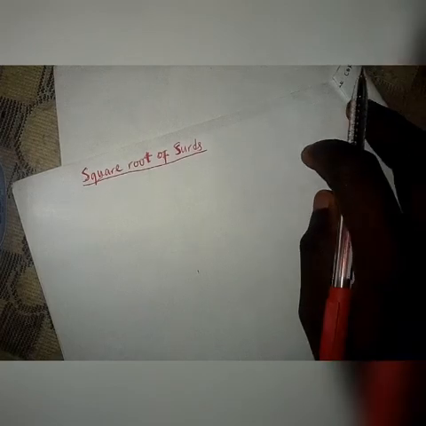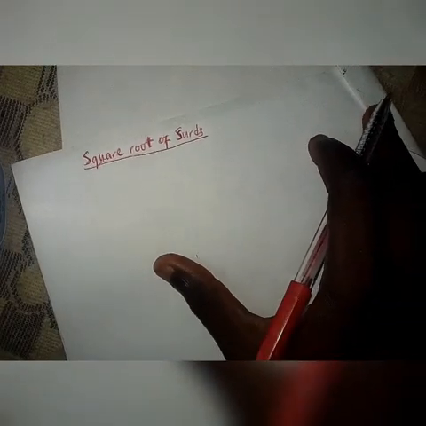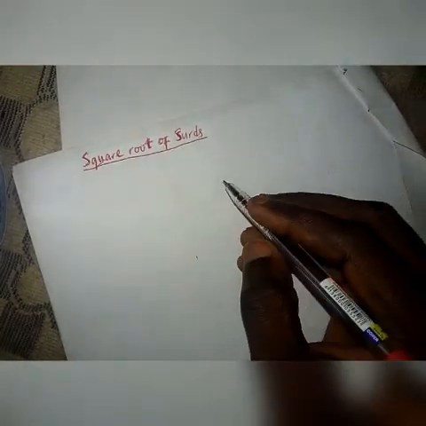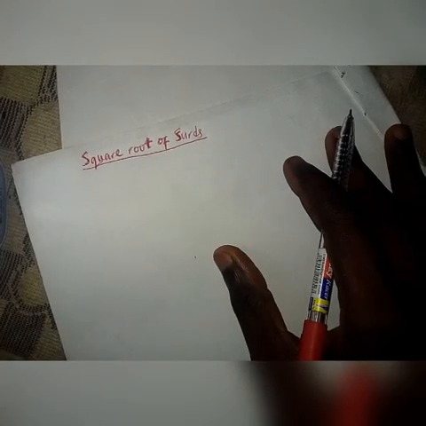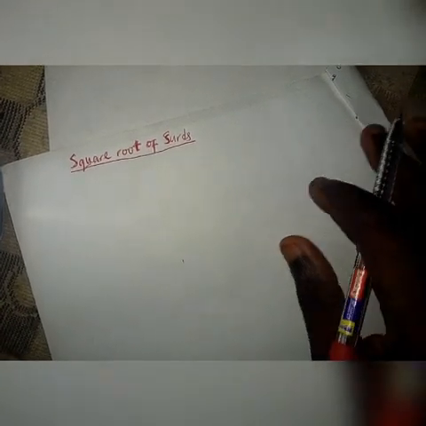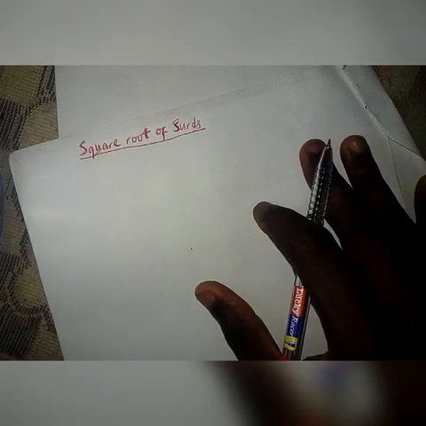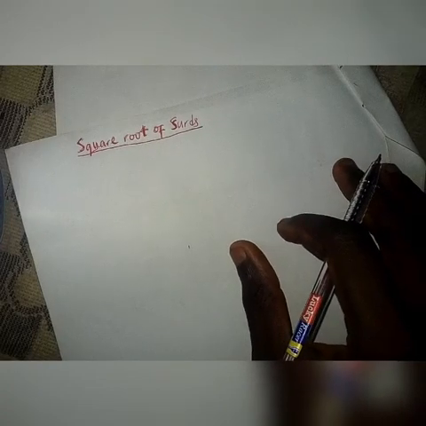This method is best for objective questions, multiple choice questions. So if you are in an exam and you don't have time to work, you can use this method to get the answer easily without working anything at all. It is a faster means of solving square roots of surds, and it is very, very good. It has been tested different times.